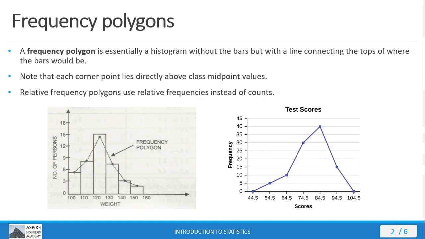Now, one more item to keep in mind. Notice here we have a beginning and ending point at 0 frequency. This is a conventional practice with frequency polygons. So keep this in mind when you make frequency polygons for your MyMathLab assignments. The quote-unquote correct frequency polygon will likely follow this convention.